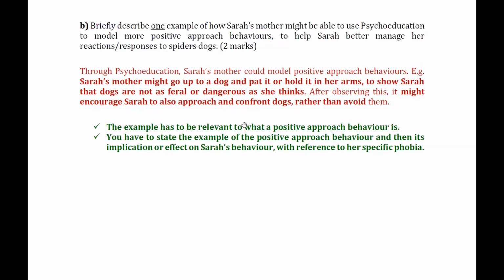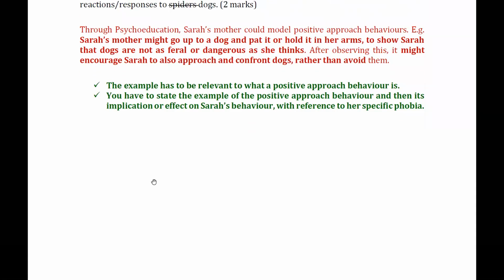So obviously the example has to be relevant to what a positive approach behavior is. If you talk about Sarah's mother running away every time she sees a dog, that's not what an approach behavior is about. That's an avoidance behavior, and that would have a negative effect. That would not allow Sarah to better manage her response to a dog. So it has to be obviously relevant to the question. And a question like this might seem difficult when you read it at first, but it's just about unpacking and trying to understand what this question is asking me. Okay, so that is part B.